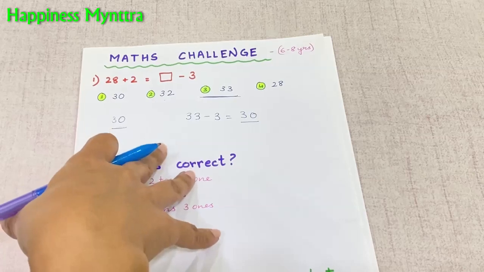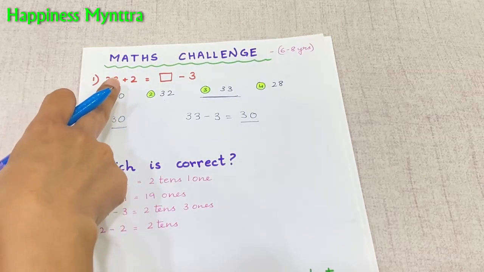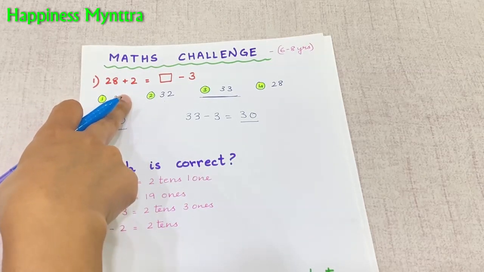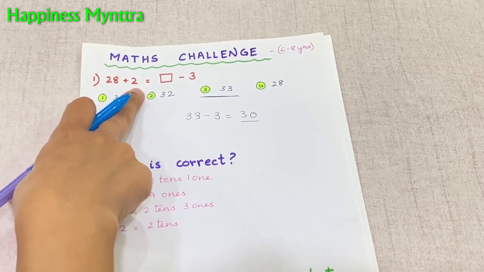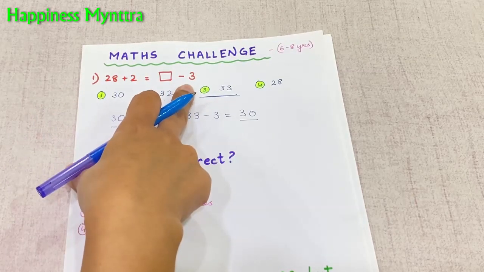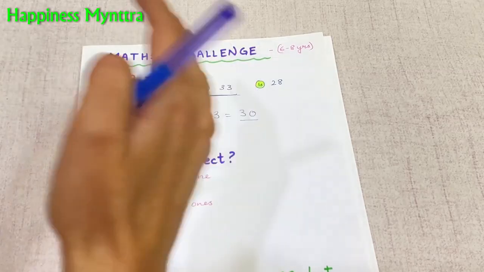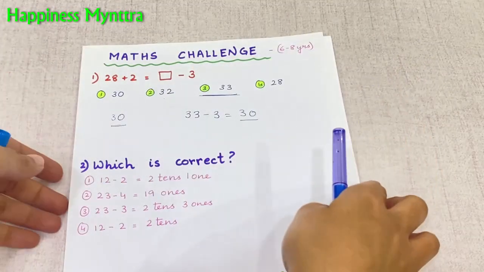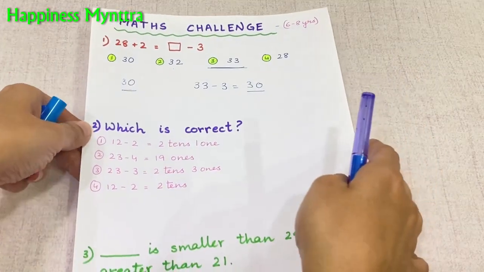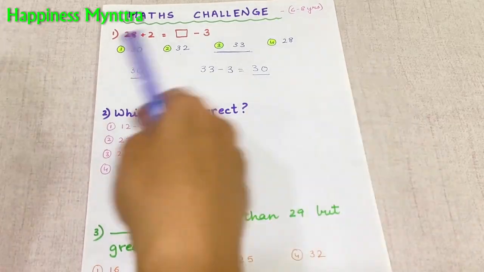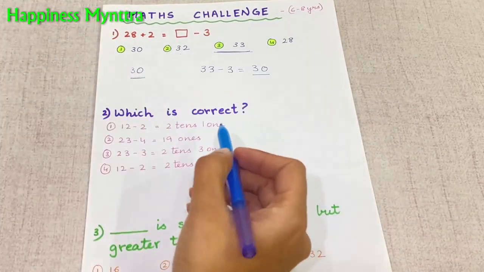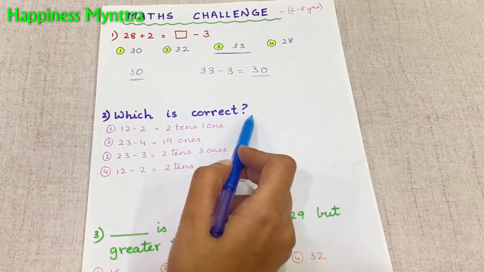The reason I've taken up questions like this is because basically the question is very simple. The child is able to do this as well as sums like this separately. But here they are analyzing, correlating, and actually using the concept which they've learned in maths for a better learning experience.